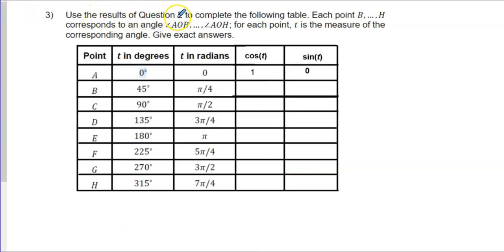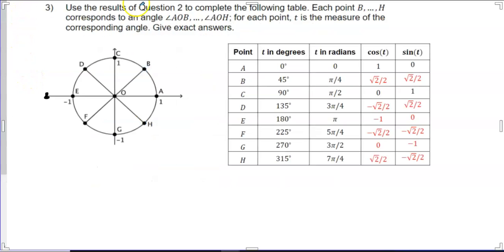Use the result of question 2 to complete the following table. Each point B to H corresponds to an angle AOB, AOH. For each point, t is a measure of the corresponding angle. Give exact answers. Pause the video, think about this, try out some solutions, and let's see what we can make out of it. Now let's look at the solution. The first one was done for you.